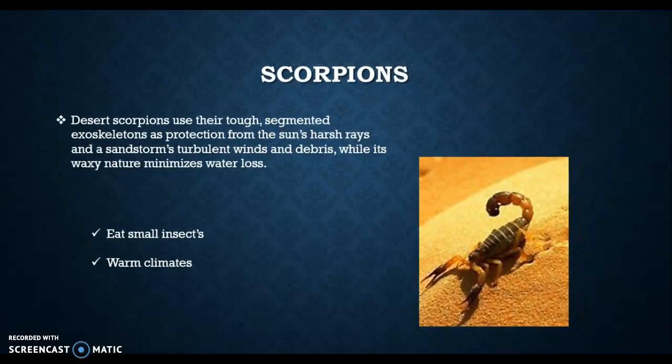Scorpions. Desert scorpions use their tough exoskeletons as protection from the sun's rays. They eat small insects, and they like to live in warm climates.